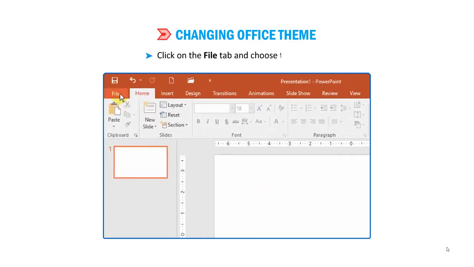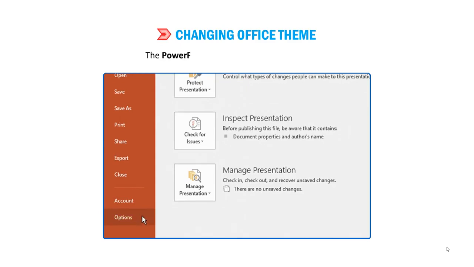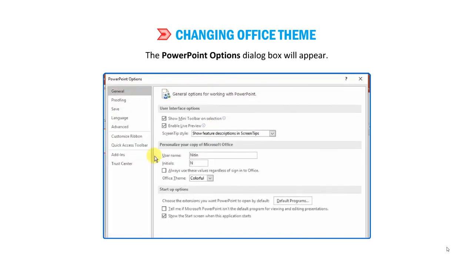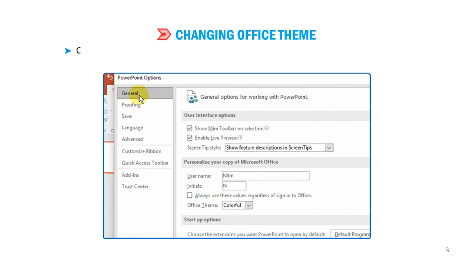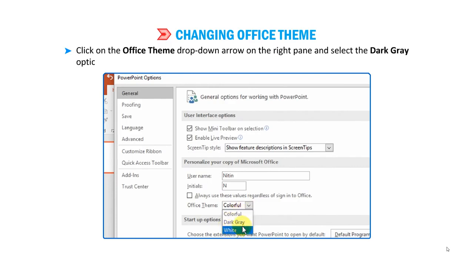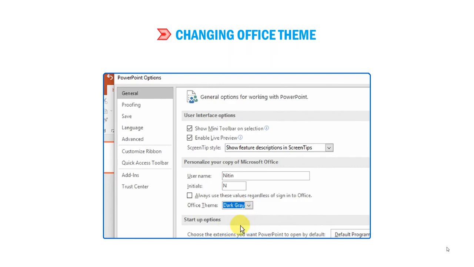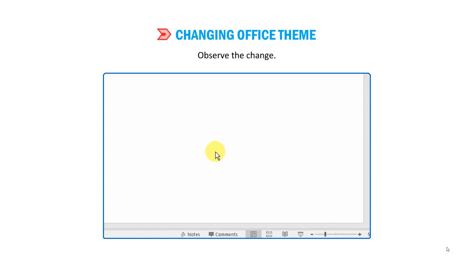Click on the File tab and choose the options. The PowerPoint Options dialog box will appear. By default, the General tab is selected. Click on the Office Theme drop-down arrow on the right pane and select the dark gray option from the displayed list. Observe the change.